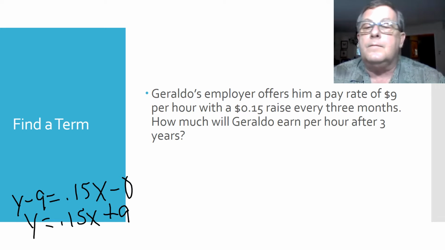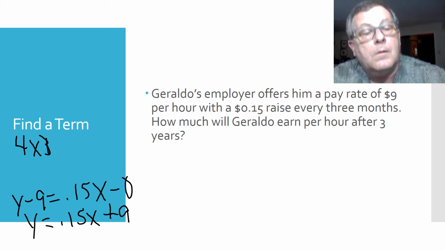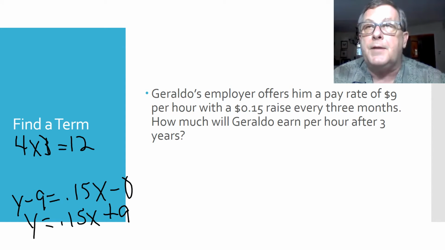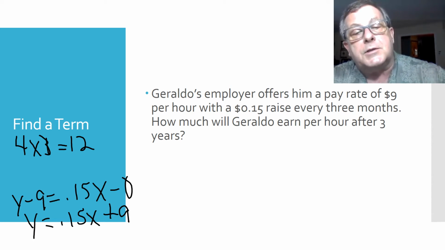All right. Now, how many times is he going to get a pay raise? Well, we got 3 years. He's going to get one every 3 months. That means he's going to get 4 pay raises a year. And so 4 times 3 is going to be 12. So he's going to get 12 pay raises. I can put that in for X. So F of 12 into this equation is going to give me my answer.